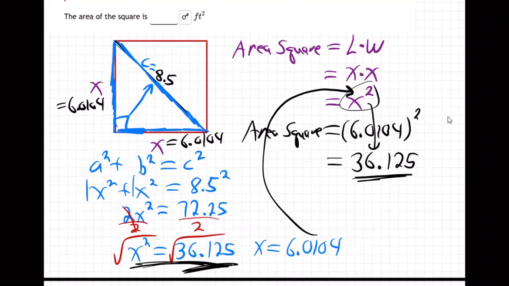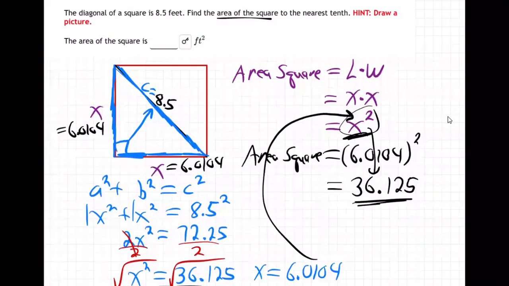We had x squared, which is the area formula. 36.125. So the area of the square, and they want us to the nearest tenth. So I'll just say 36.1. They say nearest tenth. So the area of that square must be 36.1.